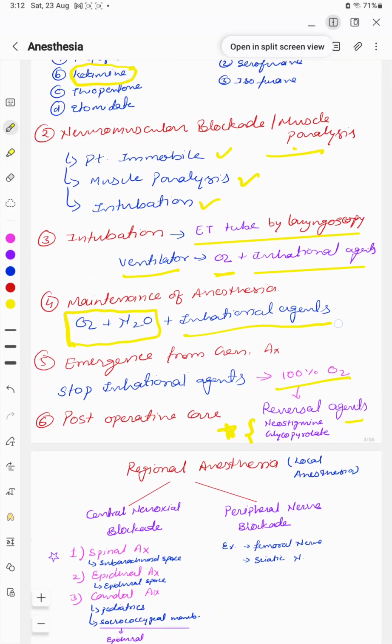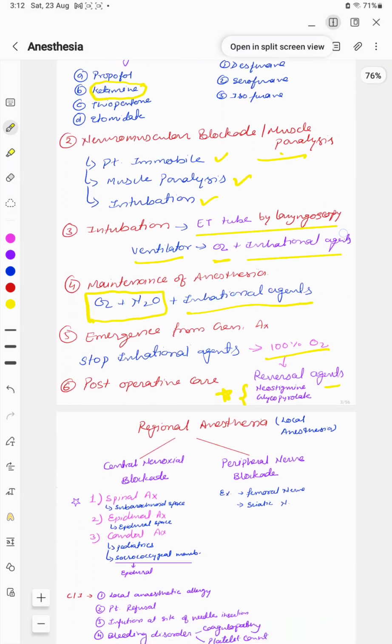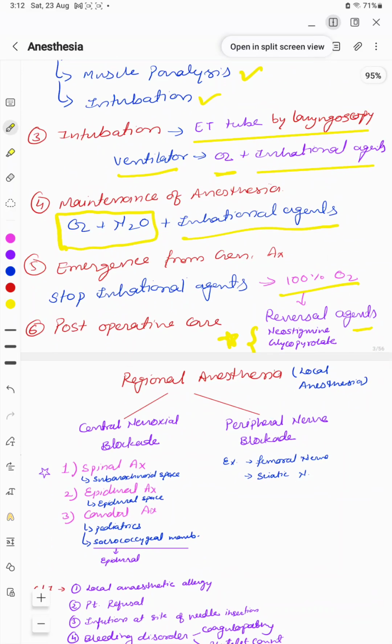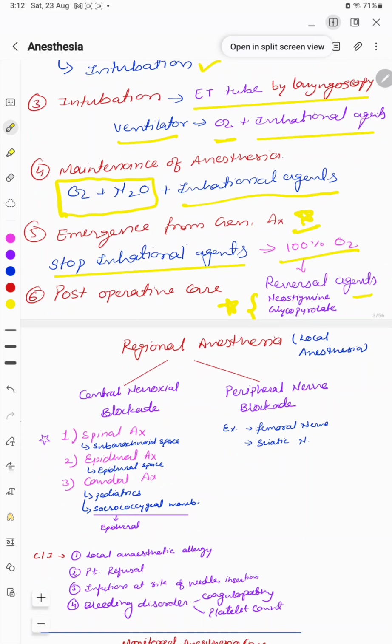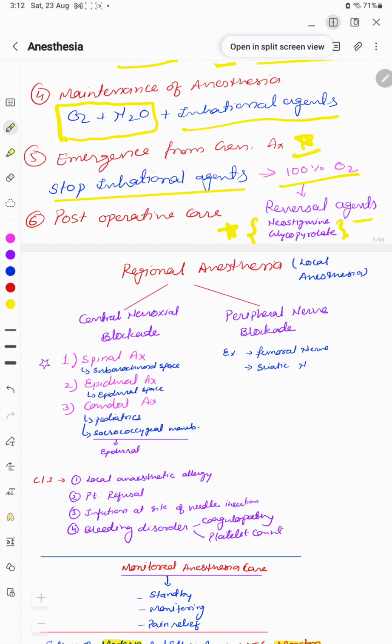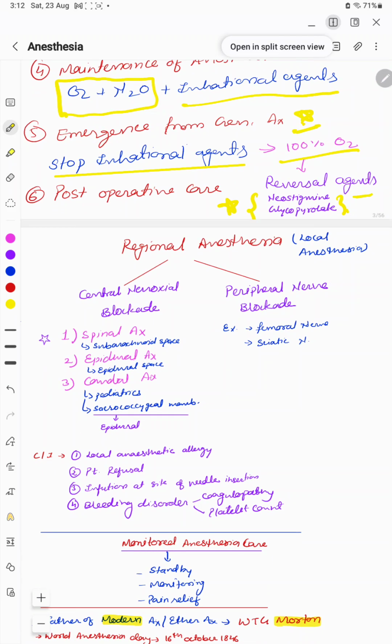Now what is important in this, you need to remember only this point. First thing is you need to know how you manage emergency in anesthesia. When you are unable to intubate, you need to stop the inhalational agent and give 100% oxygen, and after that you need to give the reversal agent. These agents will reverse the effect of the inhalational agent, and these are neostigmine and glycopyrrolate. This is important, you need to remember it from the exam point of view. This question has been asked many times.